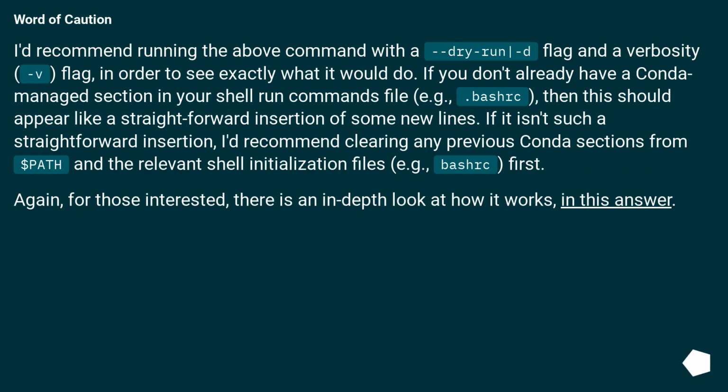Word of caution. I'd recommend running the above command with a dry run -d flag and a verbosity -v flag in order to see exactly what it would do. If you don't already have a Conda managed section in your shell run commands file, for example .bashrc, then this should appear like a straightforward insertion of some new lines. If it isn't such a straightforward insertion, I'd recommend clearing any previous Conda sections from $PATH and the relevant shell initialization files, for example .bashrc, first. Again, for those interested, there is an in-depth look at how it works in this answer.